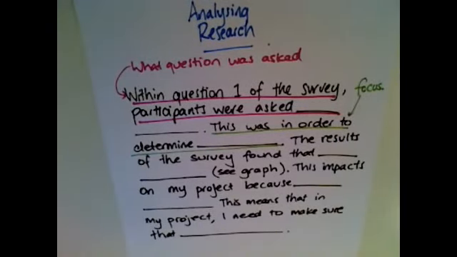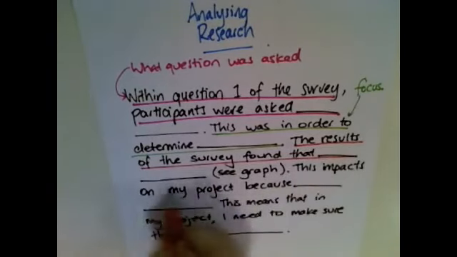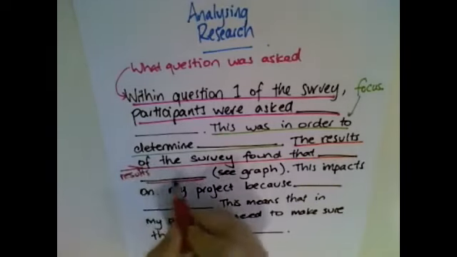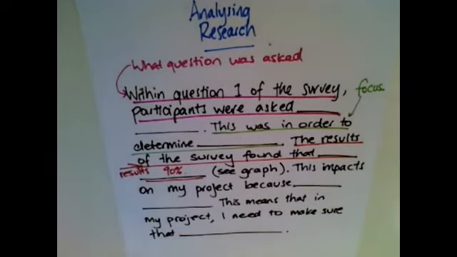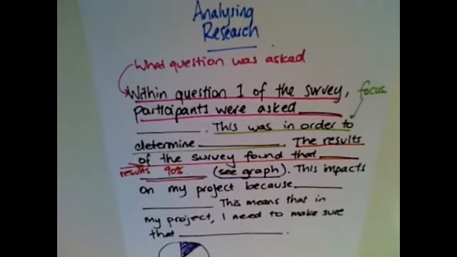Now, an important thing is what the results were. So the results of this survey found that, now you might want to use here percentages. So you can say 90% of people found this. One of the focuses of InTech is for you to communicate graphically. So maybe you can put a graph in. So within Excel, you could create a graph that showed that a certain percentage of people liked your product or liked your product idea. So you might want to say here, see graph number 1.